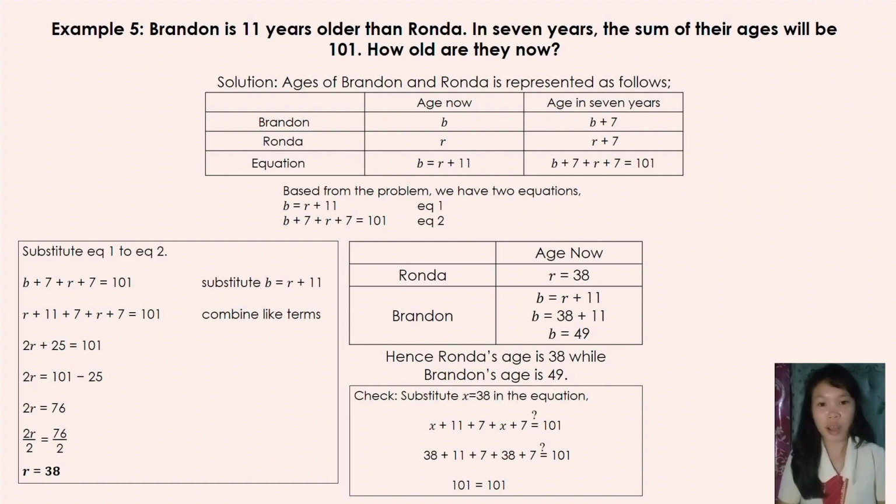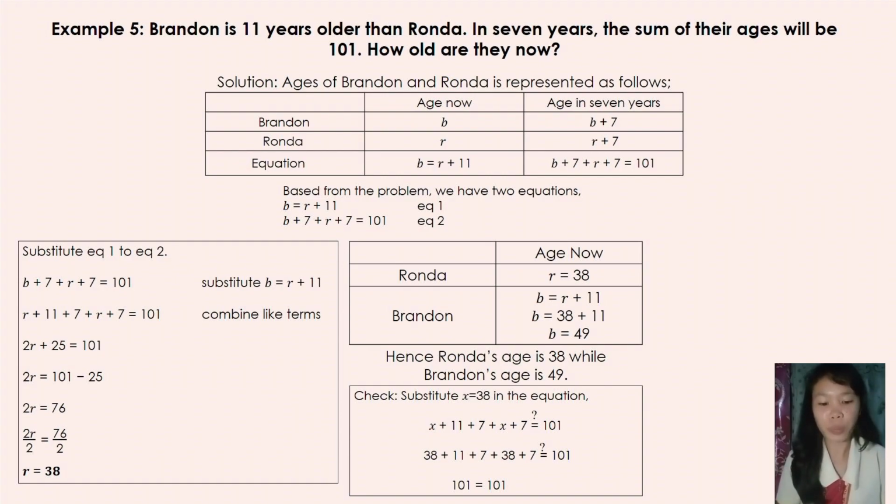So to check if our answer is correct, we will substitute x equals 38 in the equation. So x plus 11 plus 7 plus x plus 7 equals 101. So 38 plus 11 plus 7 plus 38 plus 7 equals 101. So our answer is correct because it is equal to 101.